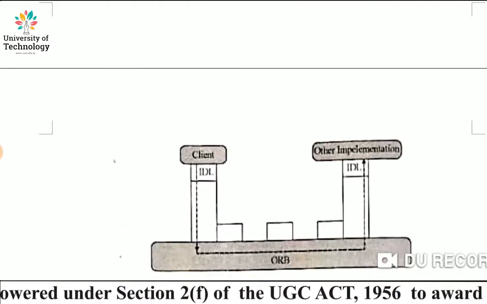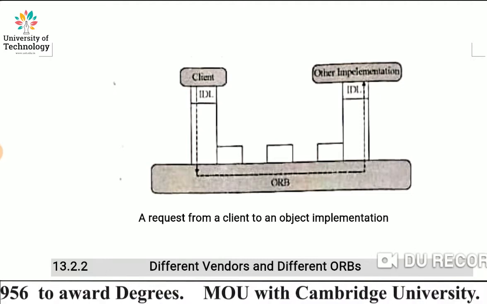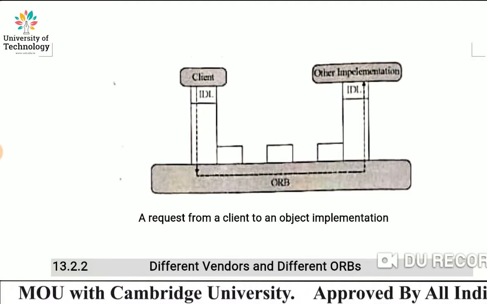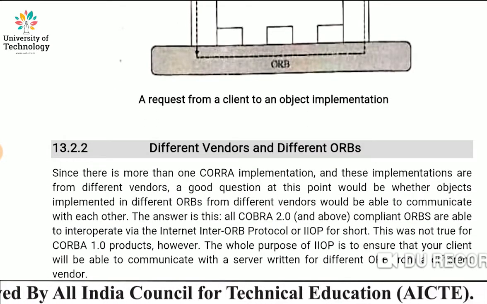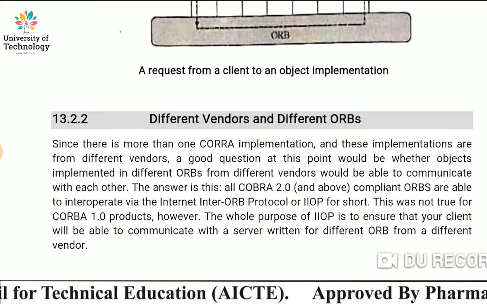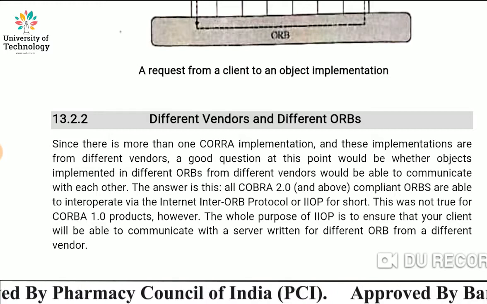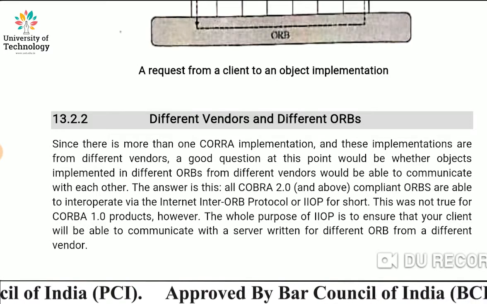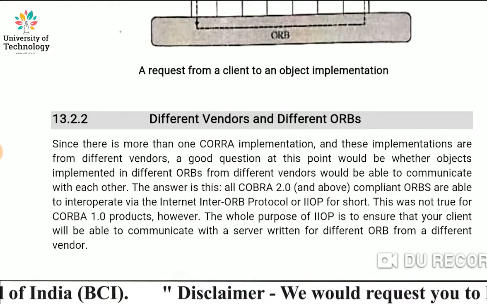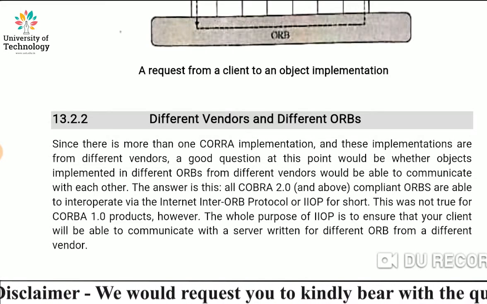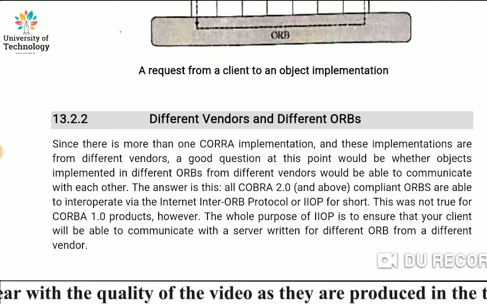Next, here you can pay attention: a request from a client to an object implementation. This diagram shows different vendors and different ORBs. Since there is more than one CORBA implementation and these implementations are from different vendors, a good question at this point would be whether objects implemented in different ORBs from different vendors would be able to communicate with each other.